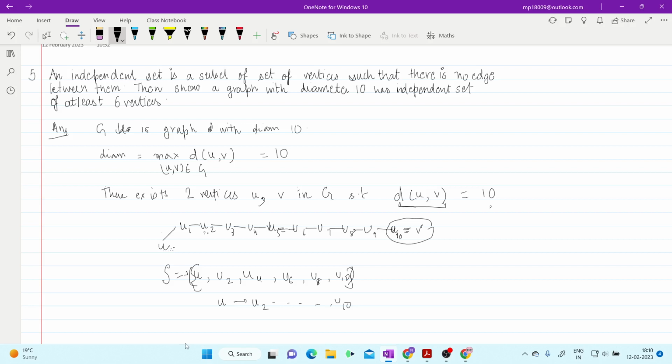And similarly, there cannot be an edge between any two vertices of this set, because if there is an edge between any two vertices here, then we will be able to get a shorter path between u and v, that is, a path of length less than 10. But we have assumed that the length of the shortest path between u and v is 10. Therefore we get a contradiction, and hence this S is independent. So is it clear why S is independent?